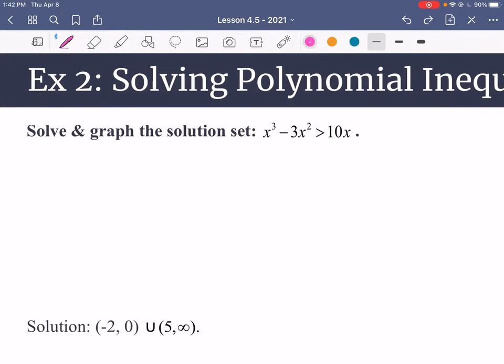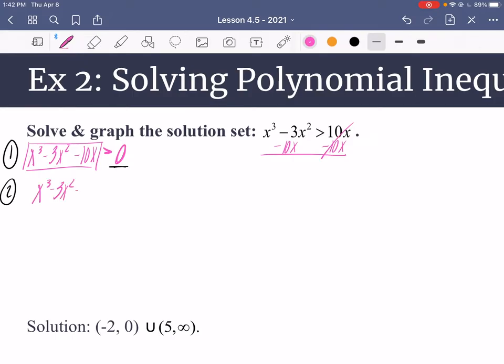Okay, so solve and graph this one. First step, step number 1, like we said, is we need to get the polynomial to one side and 0 on the other side. So I'm going to subtract the 10x. So I get x cubed minus 3x squared minus 10x is greater than 0. Okay, so now 0 is on one side, and then I have got my entire polynomial on the other side. Usually I like to move it to the left side. Step number 2, we set the polynomial equal to 0, and we solve for x.